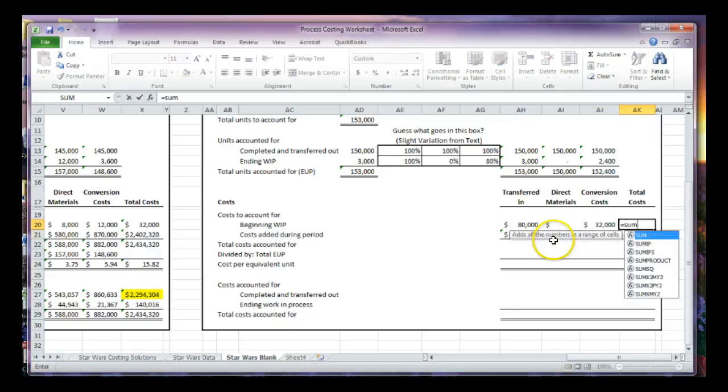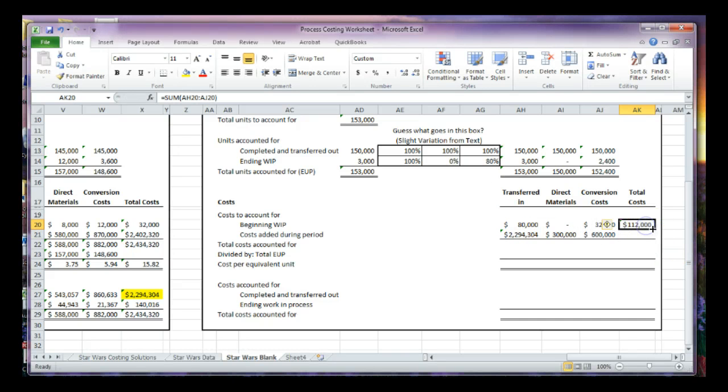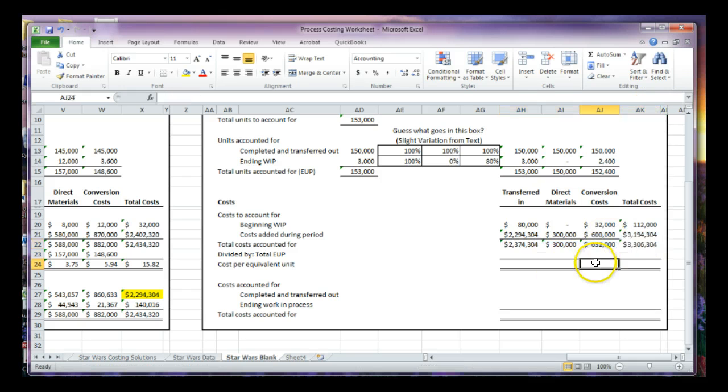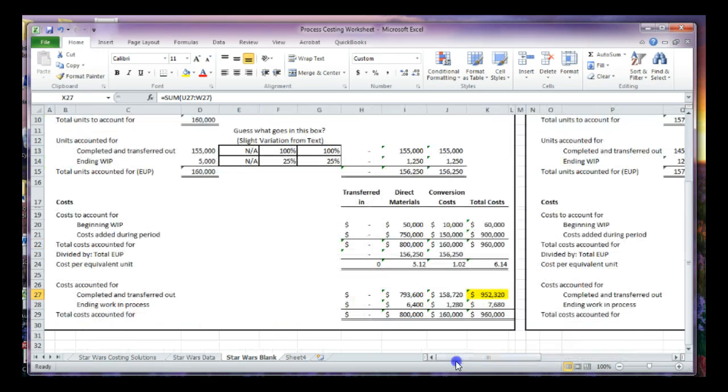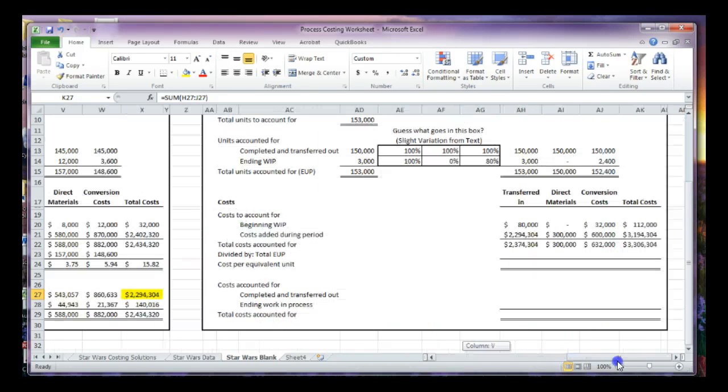We can sum these up. And we can sum this up. And we can even make that column a little bigger so you can see the number in there. Okay, now suddenly we're tracking 3 million costs. Now what's nice is those costs include the costs from here, and they include the costs from the first process as well.